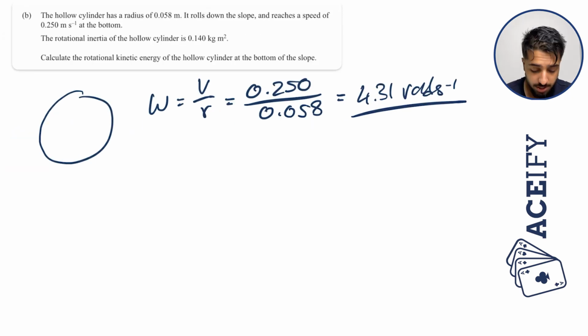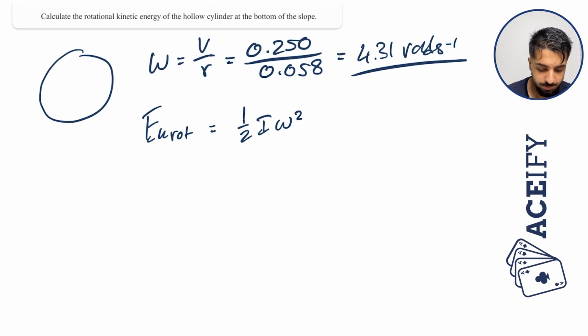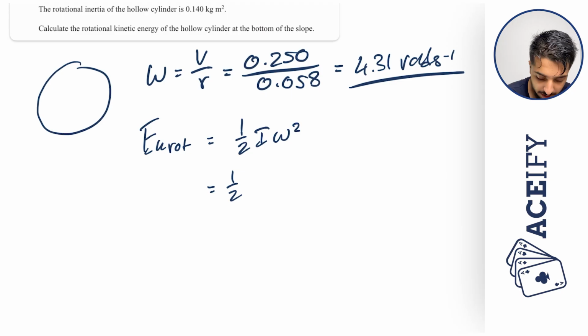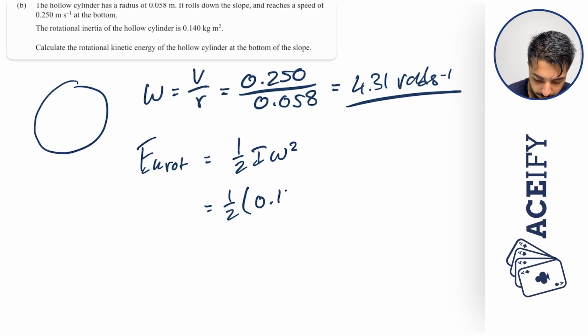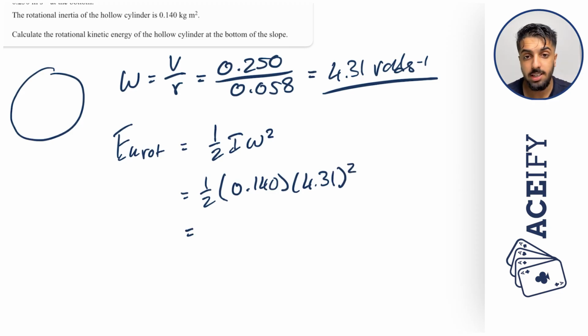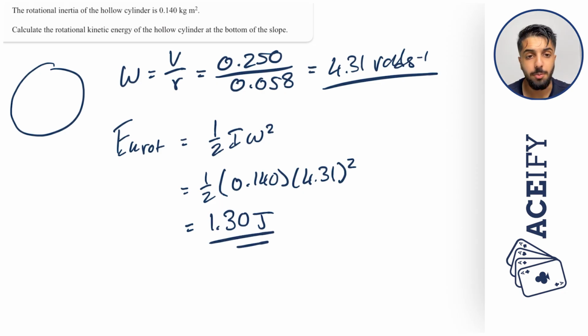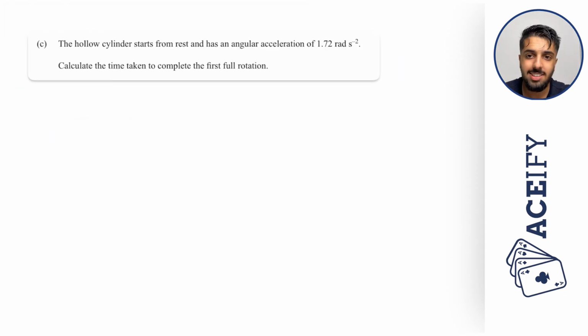There you go. Now we know that rotational kinetic energy is equal to half I omega squared, right? And so therefore half I, which is 0.140, times omega squared, which is 4.31 squared, and that gives us a rotational kinetic energy of 1.30 joules. There we go. The hollow cylinder starts from rest and has an angular acceleration of 1.72 radians per second. Calculate the time it takes to complete one full rotation.